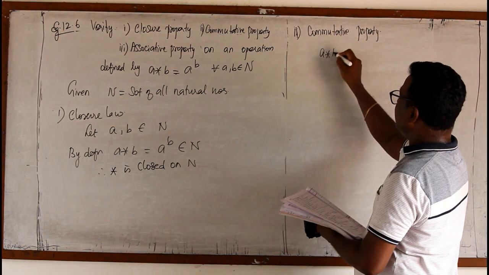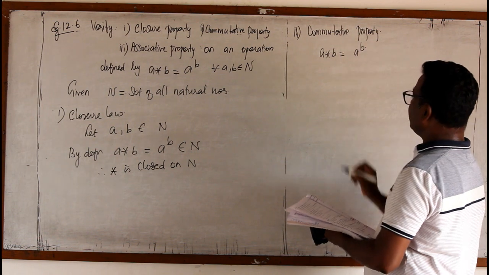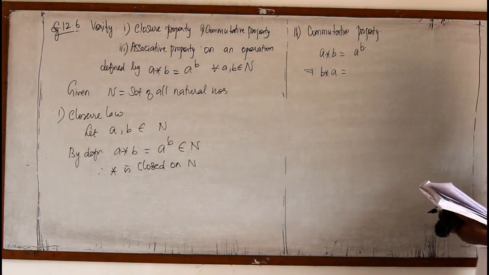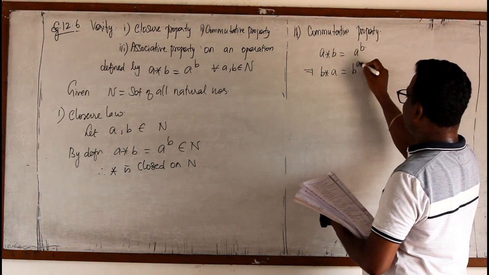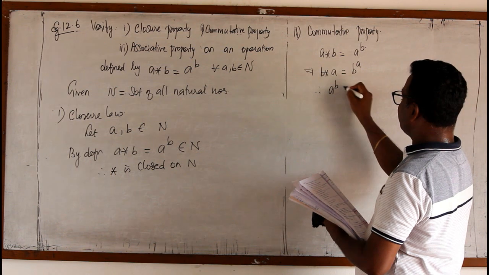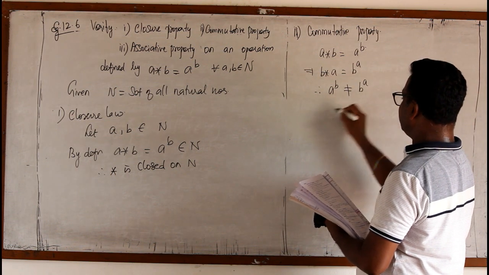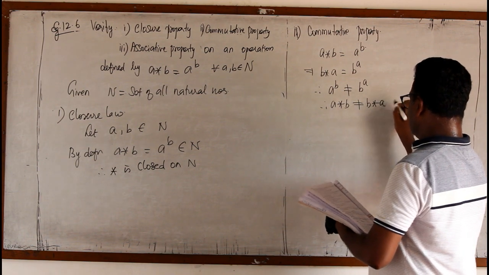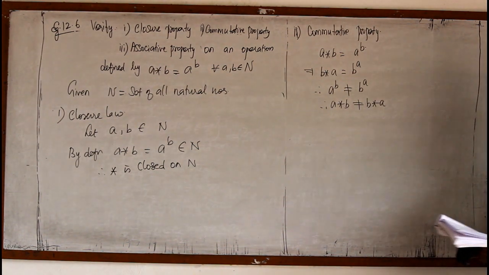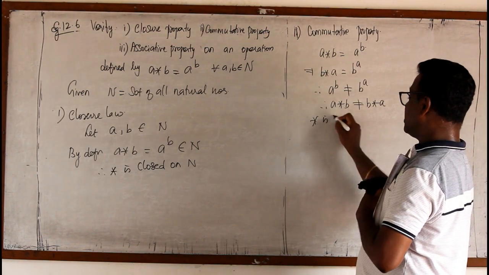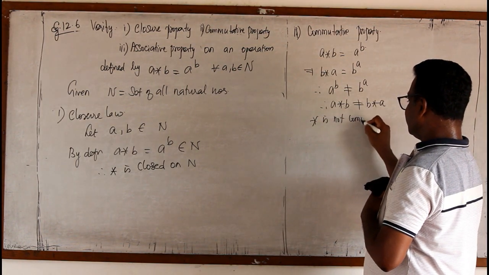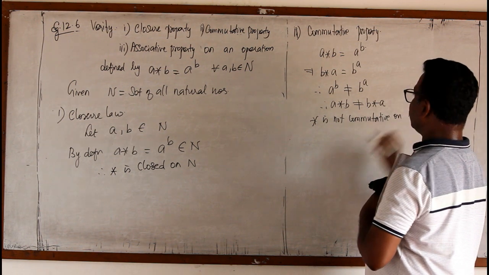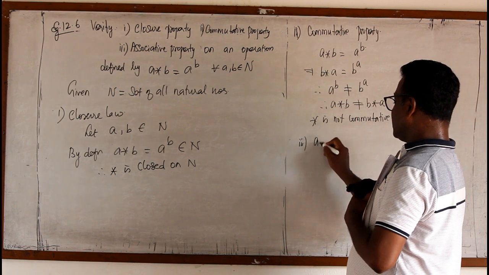A star B means A power B. Then what will be B star A? B star A is B power A. Definitely A power B is not equal to B power A. Therefore, A star B is not equal to B star A. Therefore, star is not commutative on N. Then, associative property.